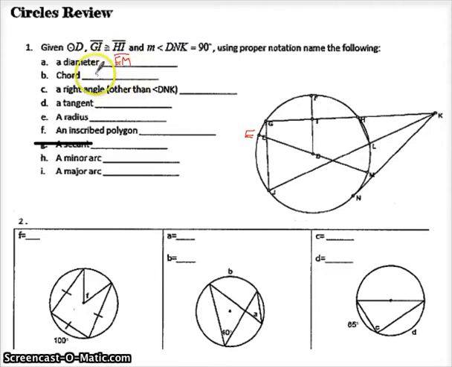Chord, oh, I like GH, and again, that's a segment. GH, you have to put the right segment notation on there. Right angle other than DNK. DNK, D, where is D?